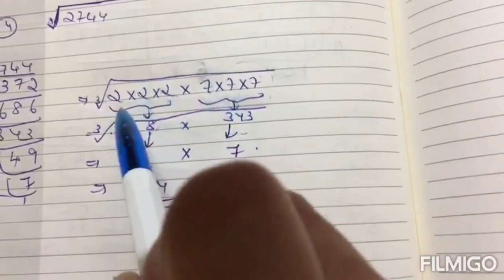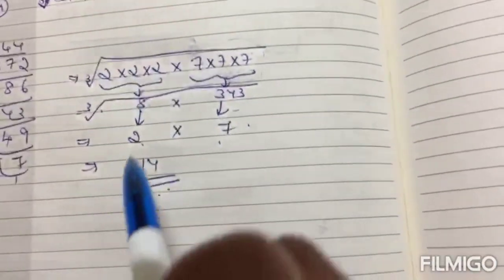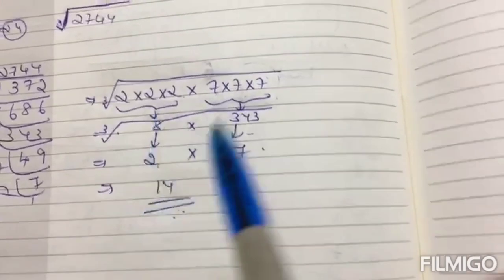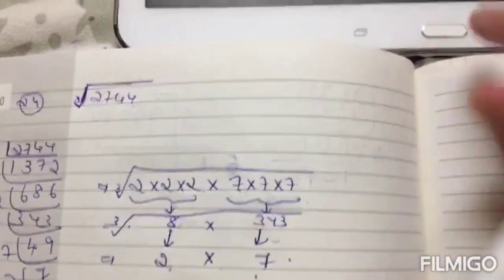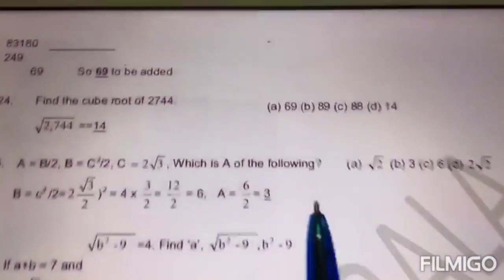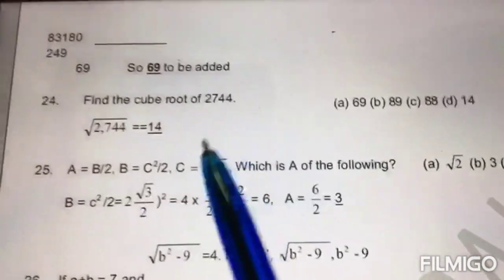There are 3 2s here. When you take the cube root, it definitely has to be only 2. So it is 2 into 7, which is 14. So the cube root of this is 14. This is how you solve such problems. There you go, 14.